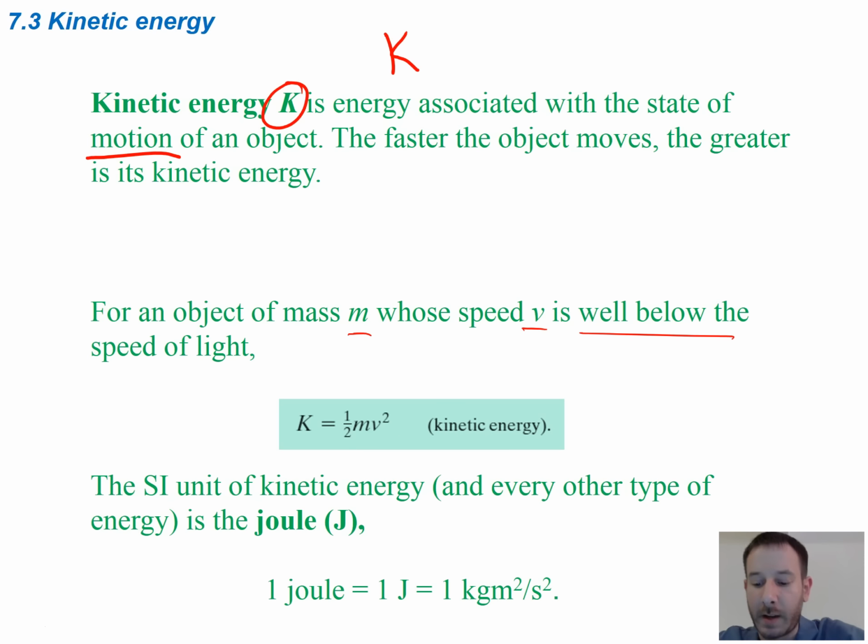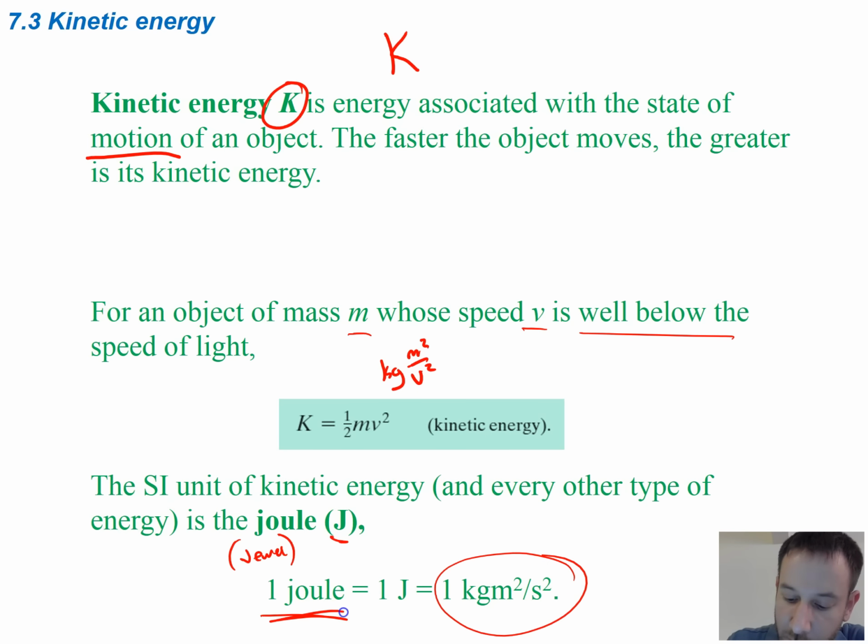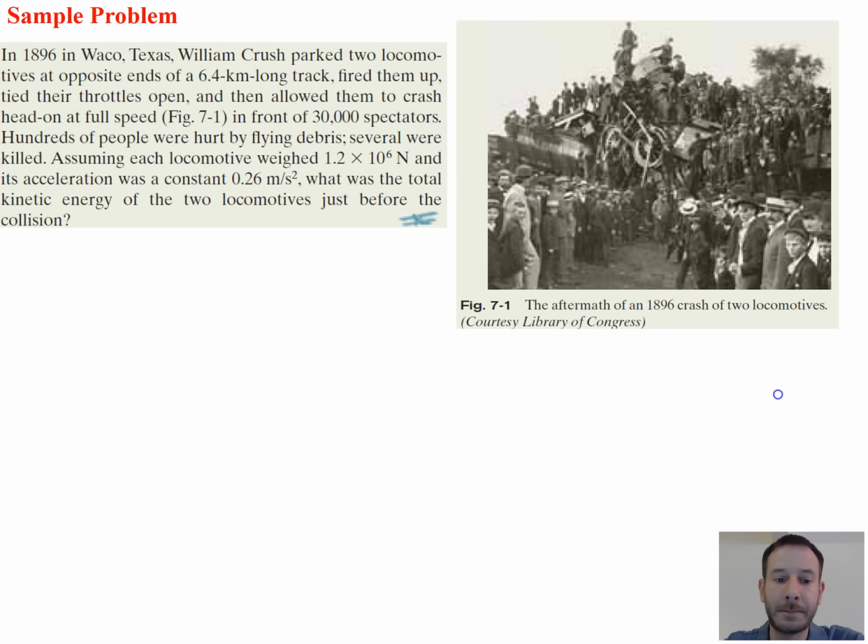The SI unit for kinetic energy, and for any other type of energy, is the joule. We're going to use capital J, and 1 joule is 1 kilogram meter squared over second squared. You can see that from the equation, right? In our equation for energy, we have the mass, which would be in kilograms, and then the velocity squared, so that's meters squared divided by seconds squared. That's going to be our unit for energy. We'll usually just refer to it as a joule.